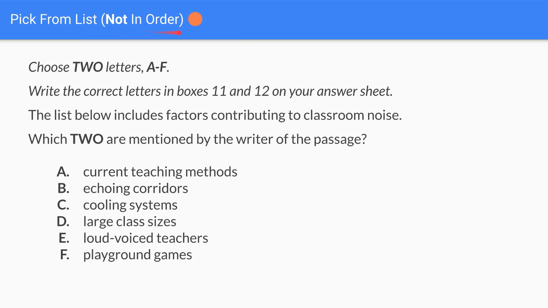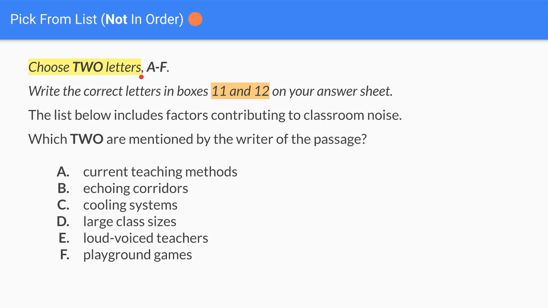This question is not in order, and as indicated by the red dot over here, this is a difficult question. So a pick from the list question is going to ask you to choose either 2 or sometimes 3 answer choices from the given options. In this case, you only have to choose 2 correct answers.